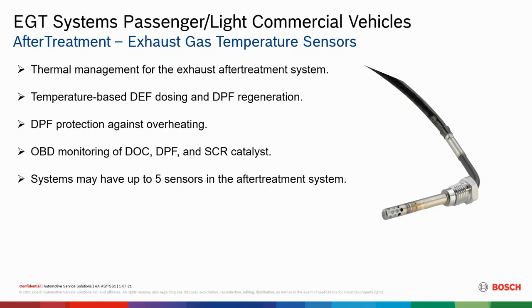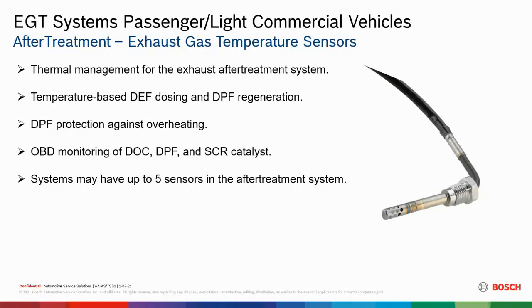DPF protects against overheating, and we've got to protect that. It does use OBD2 monitoring through the DOC, DPF, and SCR catalyst. The system may have up to 5 sensors in it from what we've seen so far. Not to say there may not be more in the near future, but most of the stuff built within the past 2 to 3 years has 4 sensors at a minimum, and probably 5. Some of the earlier models may have 3 or even 2 in some cases.